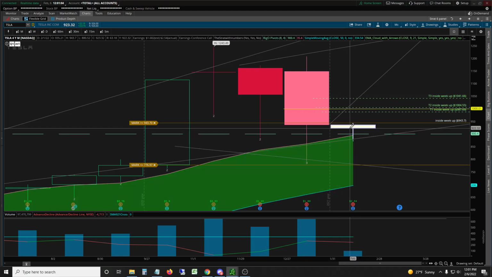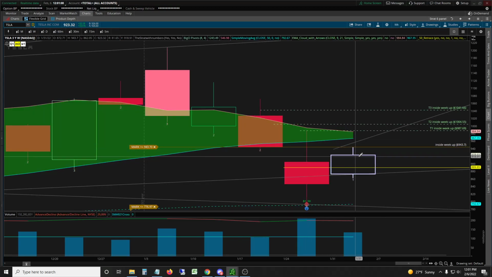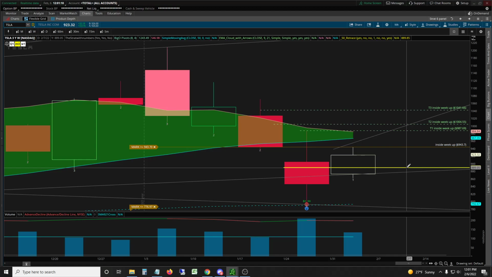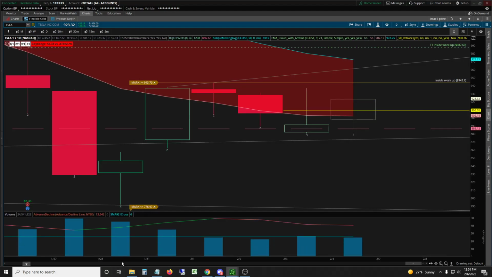Inside, kind of not really doing anything on the month, and on the week, we're trying to come back up here. It was an inside week, but it was a green one, and we're going to look for a break above 943.70, and then we come down to the daily to pick up some targets.